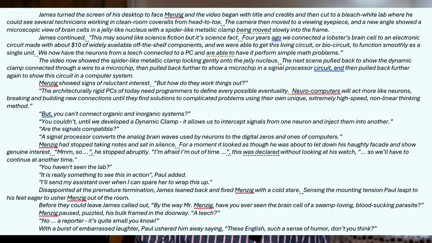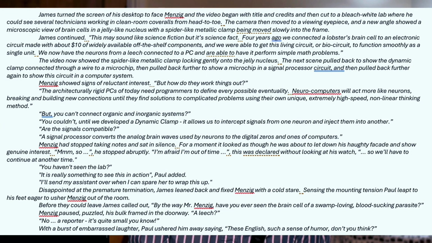But you can't connect organic and inorganic systems. You couldn't until we developed a dynamic clamp. It allows us to intercept signals from one neuron and inject them into another. Are the signals compatible? A signal processor converts the analog brain waves used by neurons to the digital zeros and ones of computers. Menzik had stopped taking notes and sat in silence.